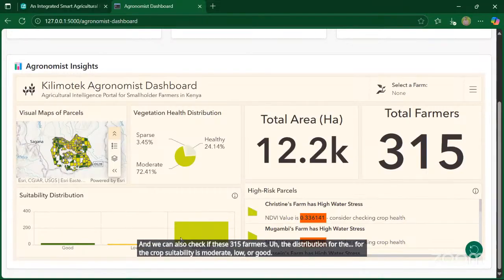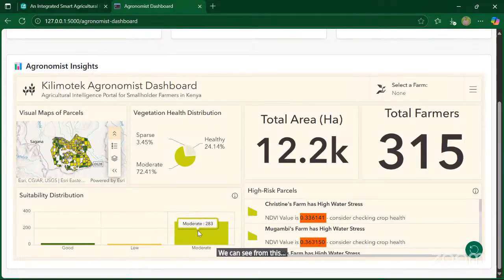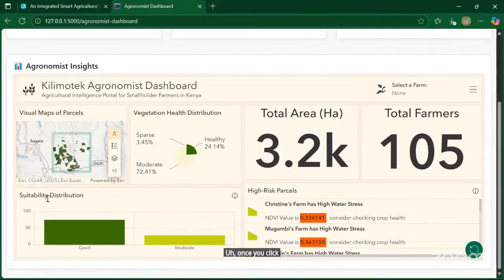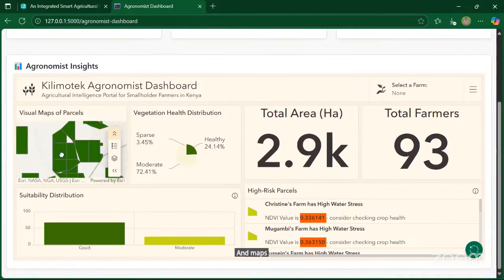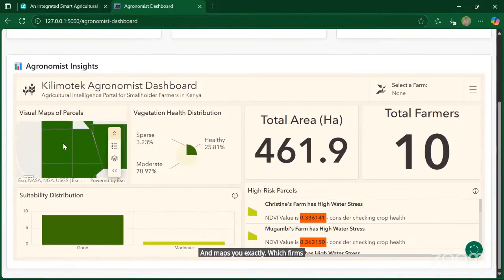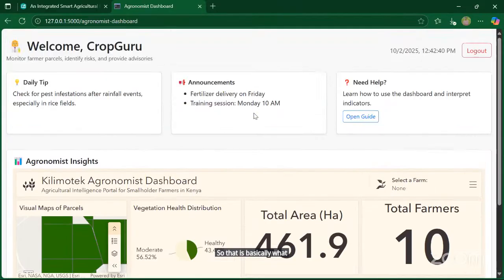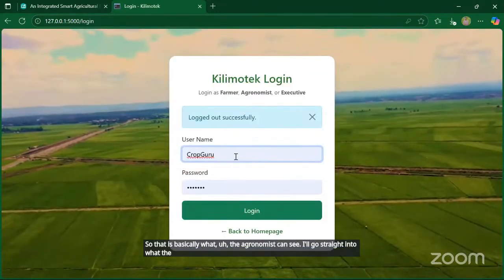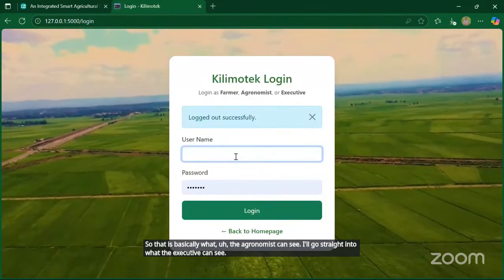We can see from this graph here. We can also check the ones for healthy. Once you click healthy, it actually populates the suitability distribution and maps you exactly which farms are having healthy crop distribution. So that is basically what the agronomist can see. I'll go straight into what the executive can see.